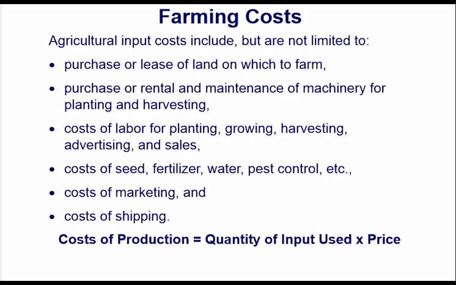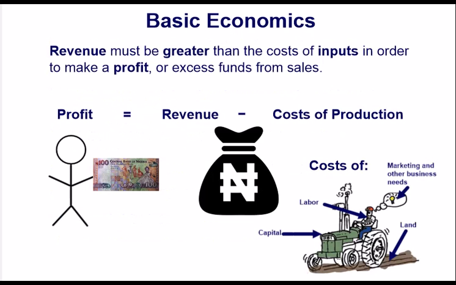Cost of production equals quantity of input used times the price. Revenue must be greater than the costs of inputs in order to make a profit, or excess funds from sales. Profit equals revenue minus costs of production.